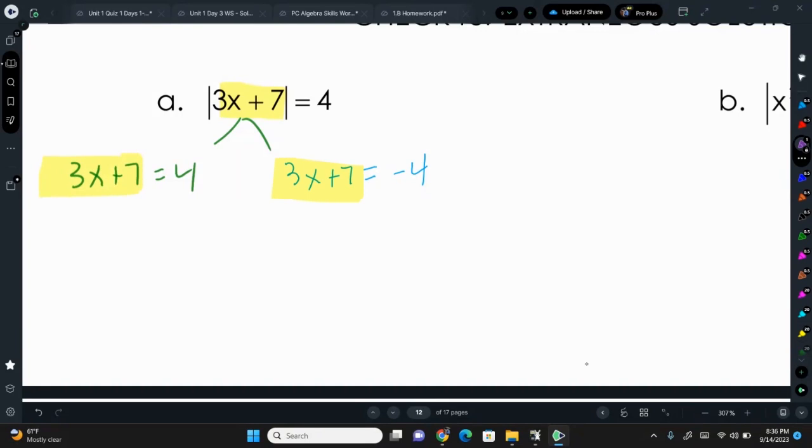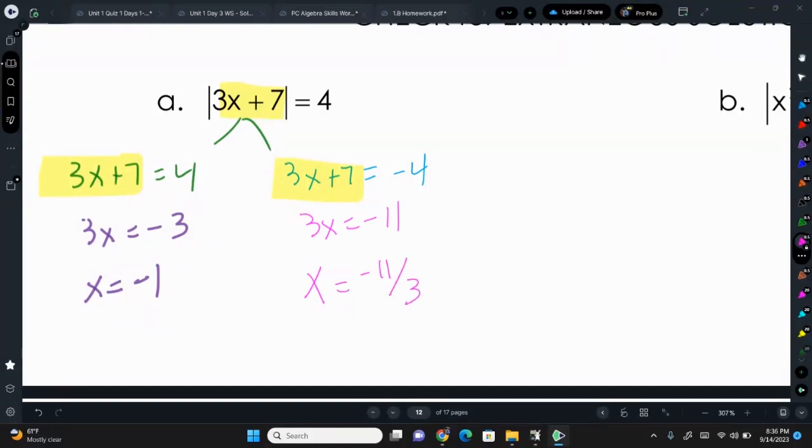Subtract 7 from both sides. We get 3x equals negative 3, and x equals negative 1. Then in the other one, again, subtract 7 from both sides. We get 3x equals negative 11. Divide both sides by 3. x equals negative 11 over 3.